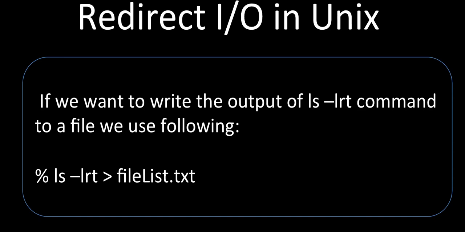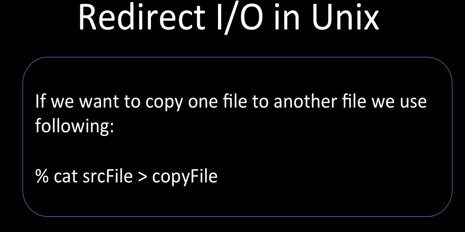And if, instead of the command line interface, we want to store it into some file, then we just say ls -lrt greater than filelist.txt. This is the file to which the output of this command is redirected. So that is the simple use of greater than. Or if you want to copy one file to another file, then we can use cat source file and then output it to the copy file, which is like our destination file, where we create another copy of it. So this is another good way we can redirect the input output.